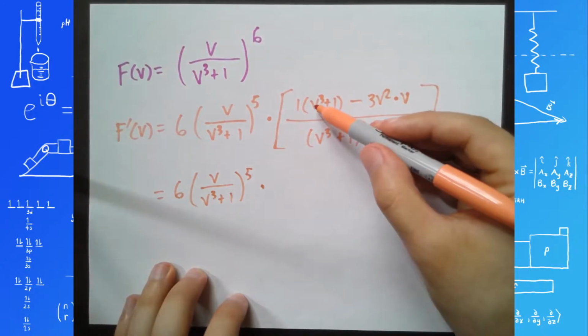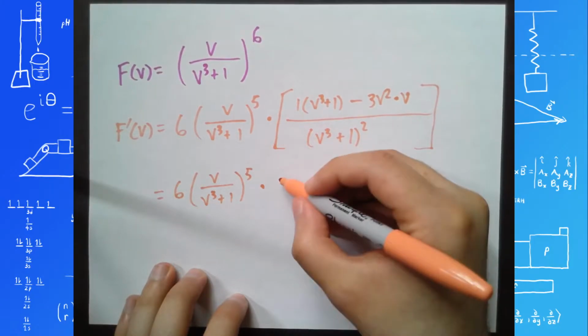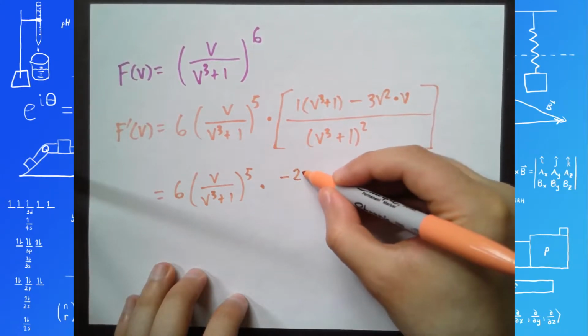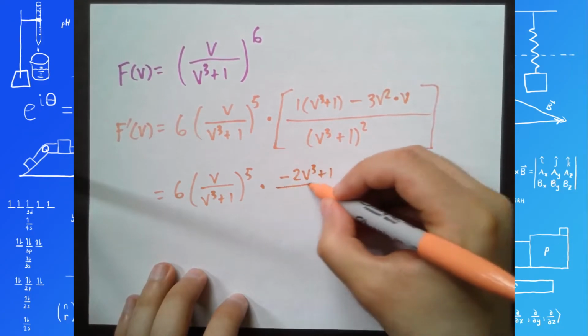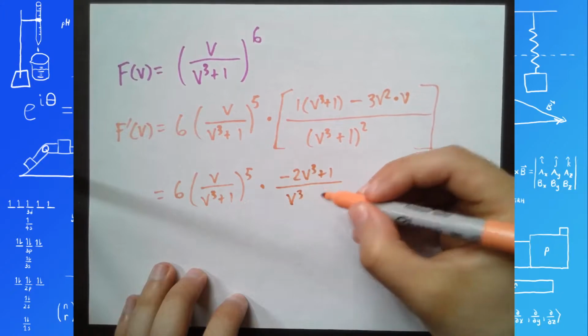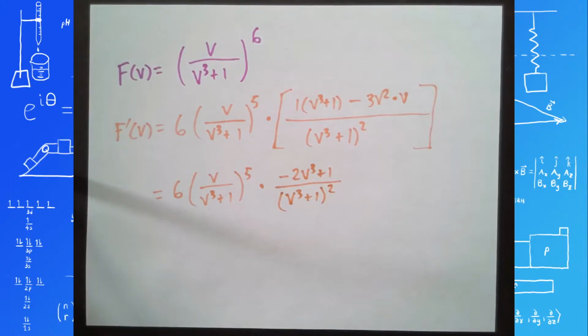Let's see, so we've got v cubed plus 1 minus 3v cubed. V cubed minus 3v cubed is negative 2 v cubed plus 1, over v cubed plus 1 quantity squared, and there we go, that takes care of that one. What else do we have here?